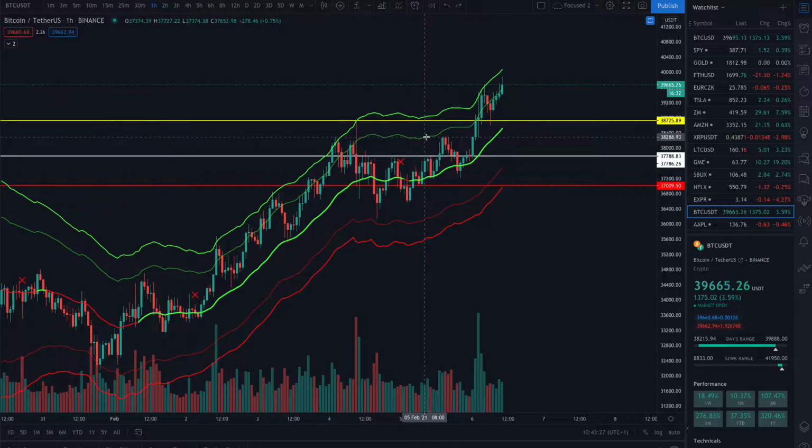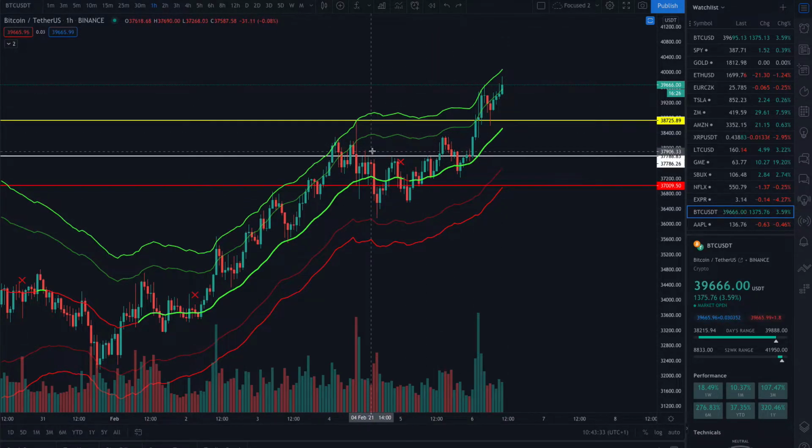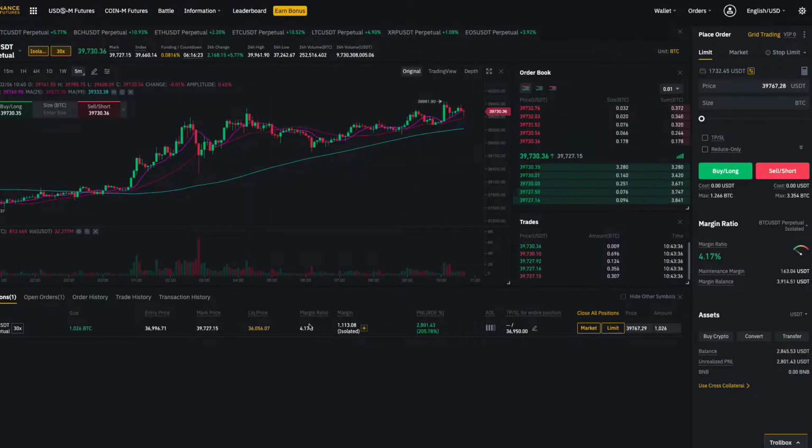Okay, now I will zoom into the smaller time frames and show you how you can find entries when we are going in an uptrend. This is my current trade. I opened it on the Binance futures. It's currently up 200%. I already took out 3,000. I left to run another 2,800 currently in unrealized profit.